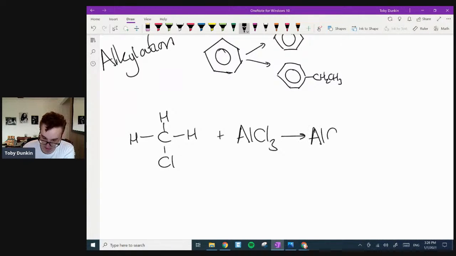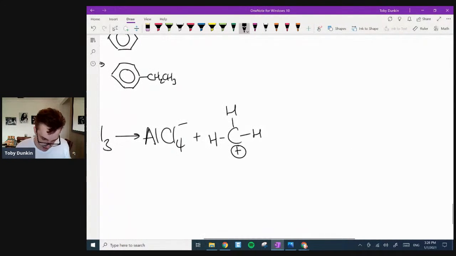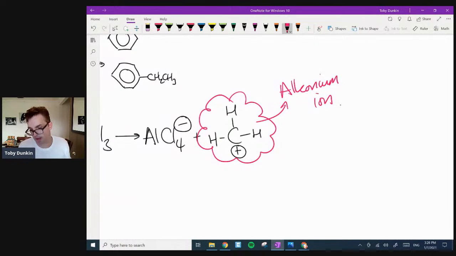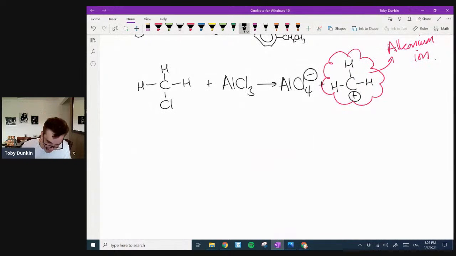AlCl3 will rip the chlorine off, and it will leave me with an alkylium ion. This here, I'll highlight it, is called the alkylium ion. Now we can attach it to benzene. Now we've got our powerful electrophile, so now we can run electrophilic substitution.